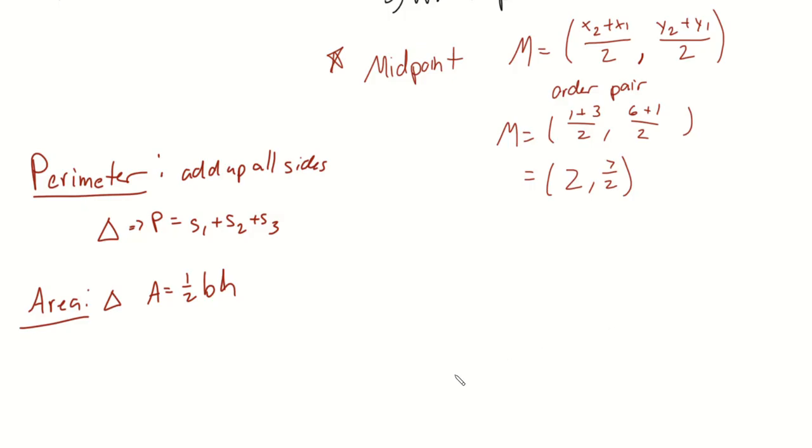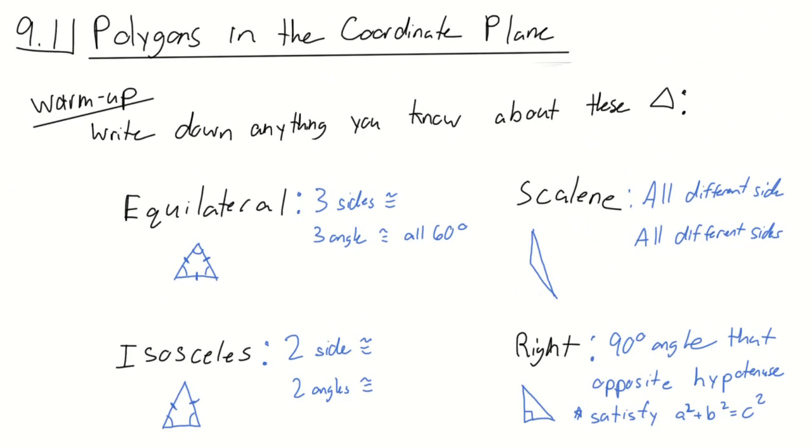We're gonna actually keep going. We're gonna talk more about area tomorrow. But this whole unit, I didn't say triangles in the coordinate plane. I said polygons in a coordinate plane. So we're not just gonna talk about triangles. We're also gonna talk about some other shapes. Can you guys remember any shapes you guys had in the past?